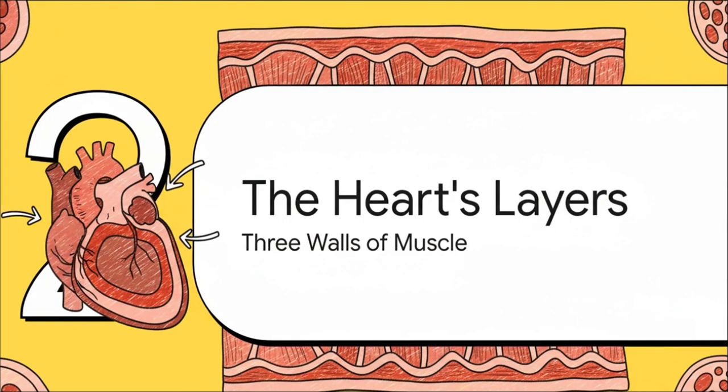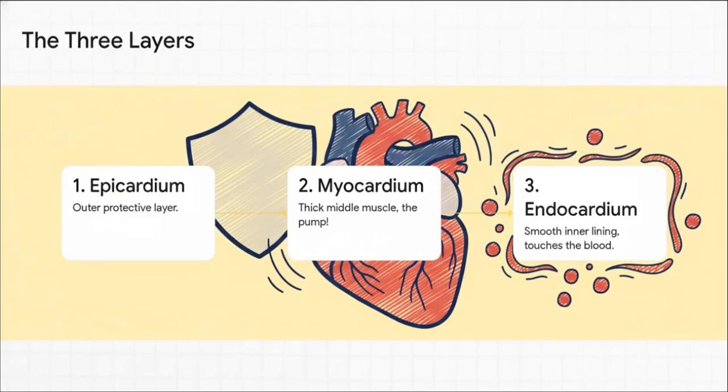All right, now that we know where the heart is, let's zoom in and explore its walls. We're going to look at the three distinct layers, moving from the outside in. So the heart has three main layers. The outer layer is the epicardium, which is like its protective covering. The middle layer is the myocardium, and this one is the real star of the show. It's that thick, powerful muscle that does all the pumping. And then the smooth inner lining is the endocardium. That's the part the blood actually touches as it flows right through the heart.